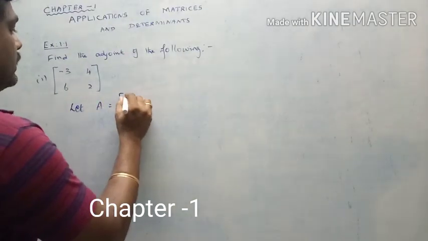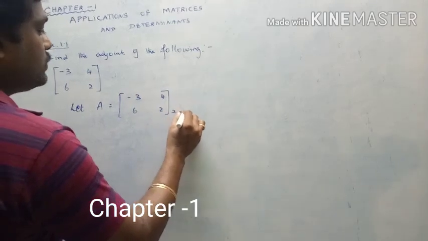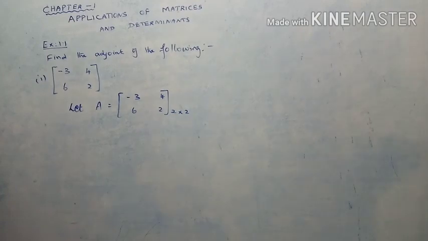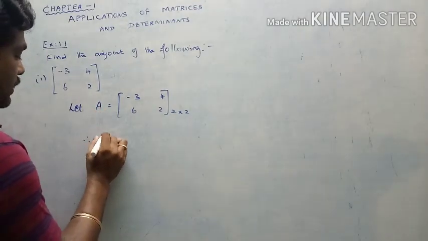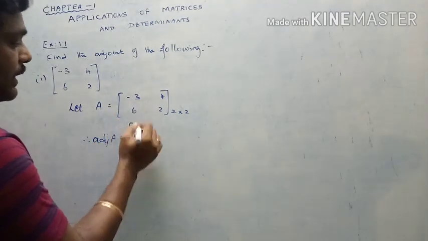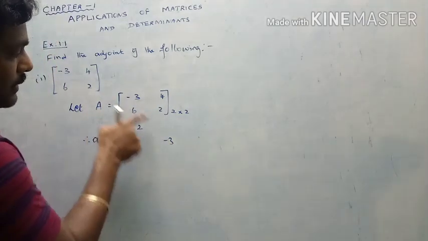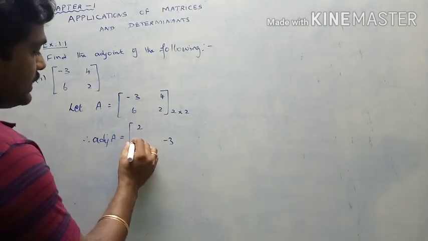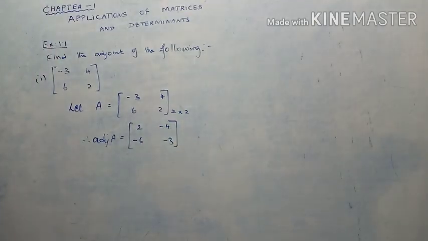Let A equal the given matrix, whose order is 2 by 2. Last class we discussed how to find the adjoint of A. Therefore, adjoint A will be: interchange the leading diagonal, so this 2 will come here, this -3 will come here, and change the sign in the subdiagonal. That's all.